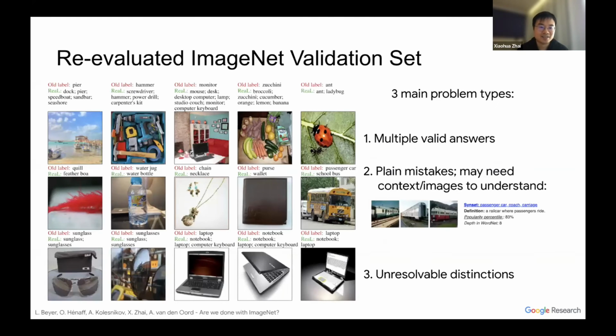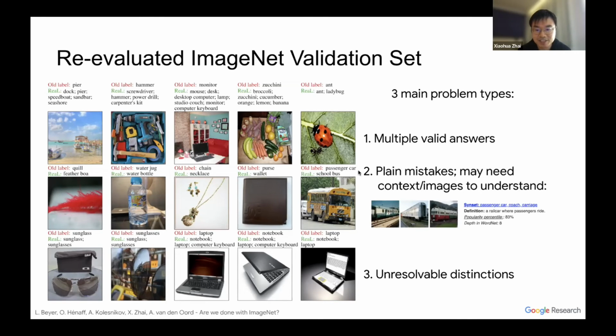On the other hand, we also tried to re-evaluate the ImageNet validation set. For example, we observed a lot of issues with the ImageNet ground truth. Sometimes there are multiple valid answers, like on the top right corner. You see this image, the old label says it's ant, but our human raters say it's ant and ladybug. And the second point is there could be some labeling mistakes, or it needs a lot of context to understand, which is hard to do just from the model perspective. For example, in this case, it shows purse and wallet. Both are actually valid answers for this image.